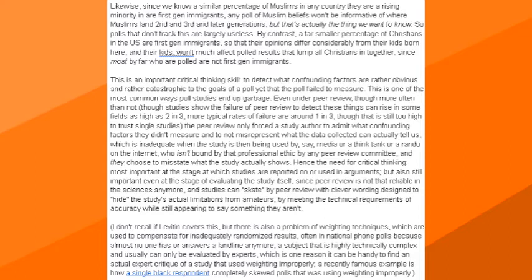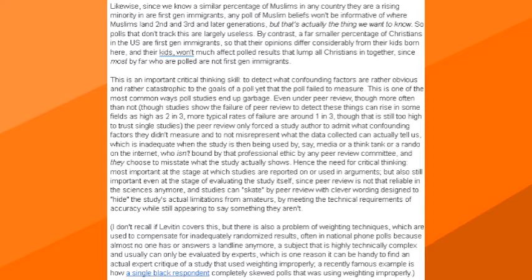This is an important critical thinking skill: to detect what confounding factors are rather obvious and rather catastrophic to the goals of a poll, yet that poll failed to measure. This is one of the most common ways polls and studies end up garbage. Even under peer review, though more often than not, those studies show the failure of peer review to detect these things can rise in some fields as high as 2 in 3. More typical rates of failure are around 1 in 3, though that is still too high to trust single studies.